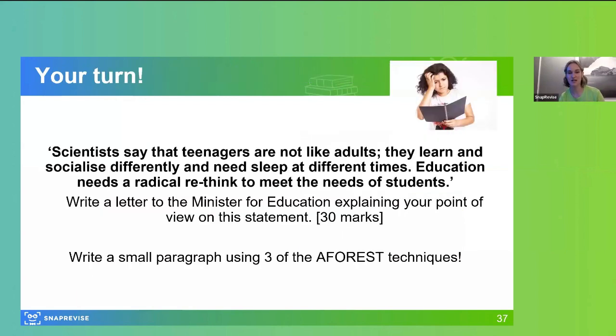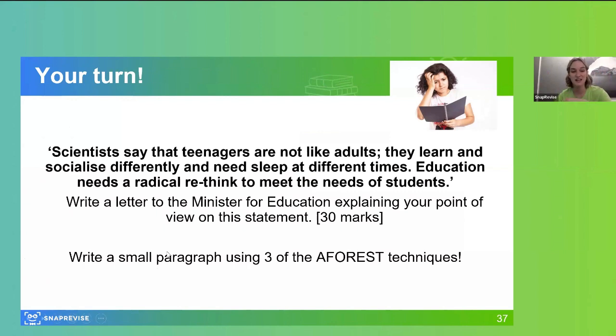So what I would like you to do in 5 minutes, again, I can't put a timer on the screen, but we'll do it, around about 31 to 36. Write a small paragraph, if you can, using 3 of the A-Forest techniques. I'll write the A-Forest techniques in the comments as well: alliteration, well, I'll write them in.